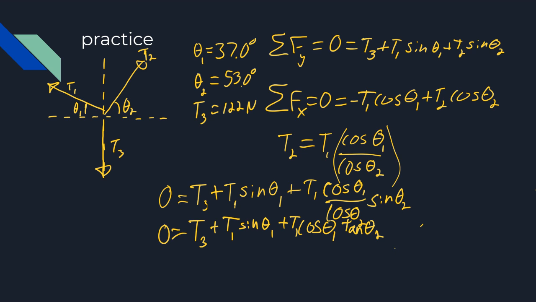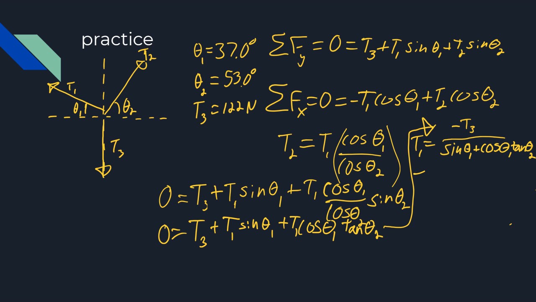Now we can solve for T1. We know everything in this equation. We know theta 1, theta 2, and T3. So let's solve for T1. We have that negative T3, so we have to subtract that onto the other side. And then we divide by the sine of theta 1 plus cosine of theta 1 tangent of theta 2. It's getting a little scrunched in there, but I hope that's still readable.